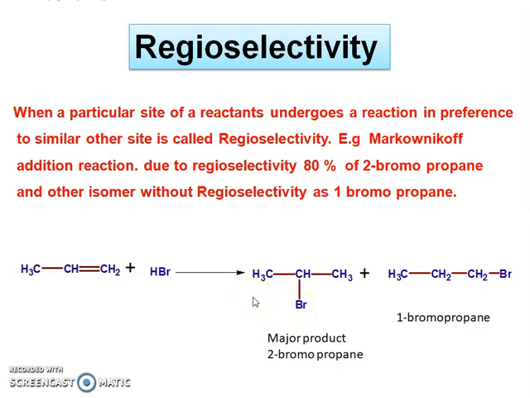Therefore, without regioselectivity, the isomers would be formed equally, hence the yield of the desired product will be reduced due to formation of these byproducts. And therefore, when the byproducts are more, what happens? The yield of the product will be less. And hence byproducts are important for the reactor.